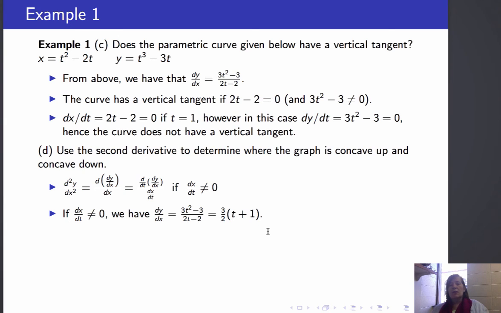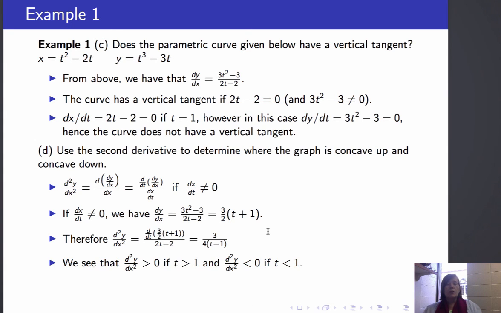So if dx/dt is not equal to 0, we have dy/dx equals (3t squared minus 3) over (2t minus 2). This is equal to 3 over 2 times (t plus 1) after we cancel out the t minus 1 in the denominator. So the derivative with respect to t of 3 over 2 times (t plus 1), divided by dx/dt, which is 2t minus 2, is 3 over 4(t minus 1). And we see that this is greater than 0 if t is bigger than 1, and it's less than 0 if t is less than 1.